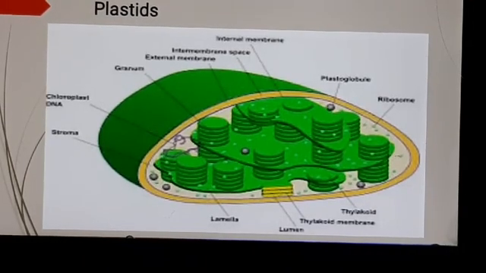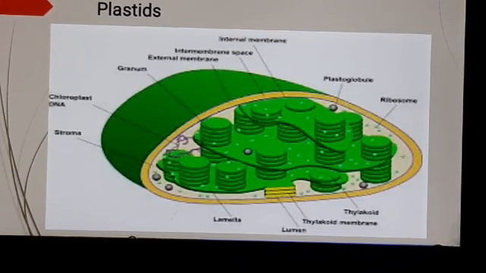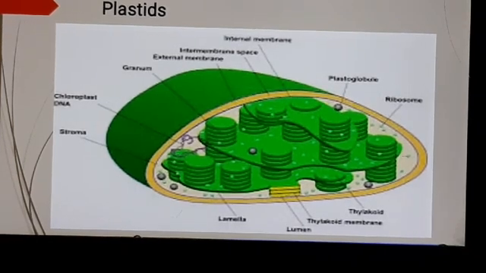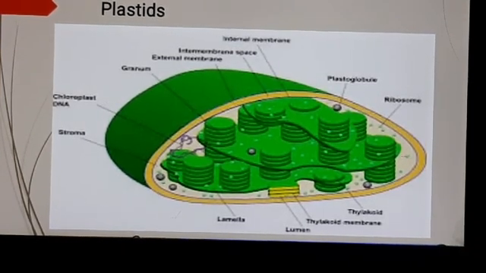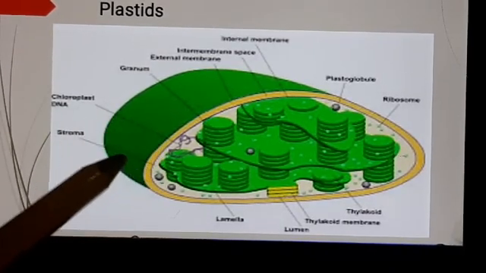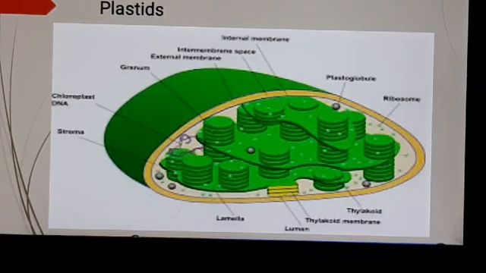The next cell organelle is plastids. Plastids are cell organelles which are found only in plant cells. Plastids are absent in animal cells. These are double membrane organelles. You can observe here two membranes are present, so it is a double membrane organelle. And these are found in the cytoplasm of plant cells. Plastids are usually involved in the storage and manufacture of food.